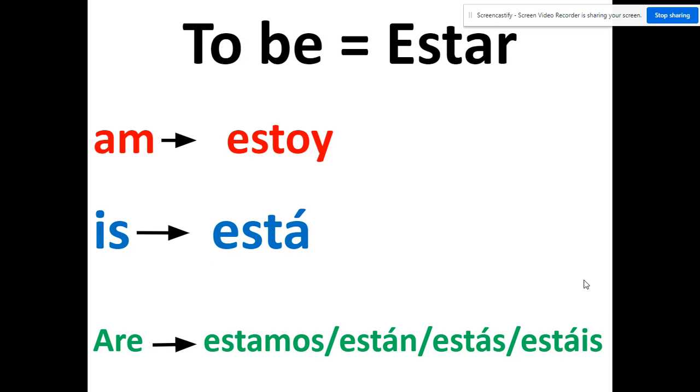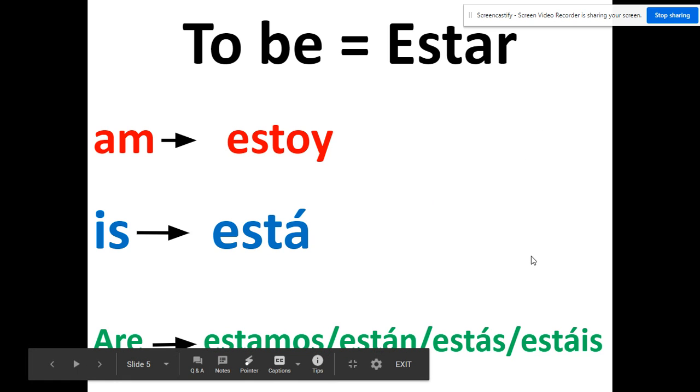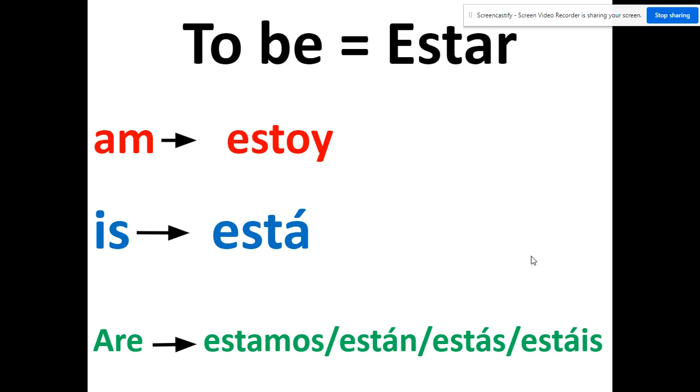Now, this is estar. It also means to be. And these are the conjugations. We're going to learn them later. For now, we're going to just concentrate on ser. But I want you to know the difference between ser and estar.